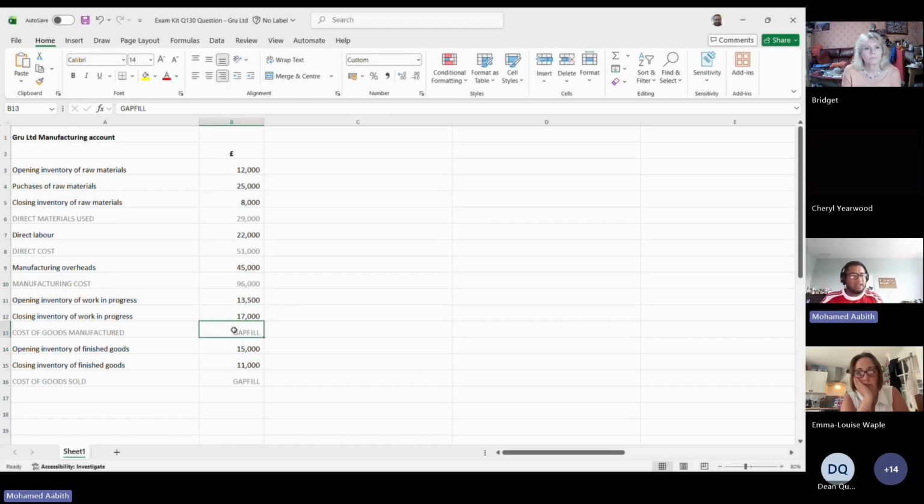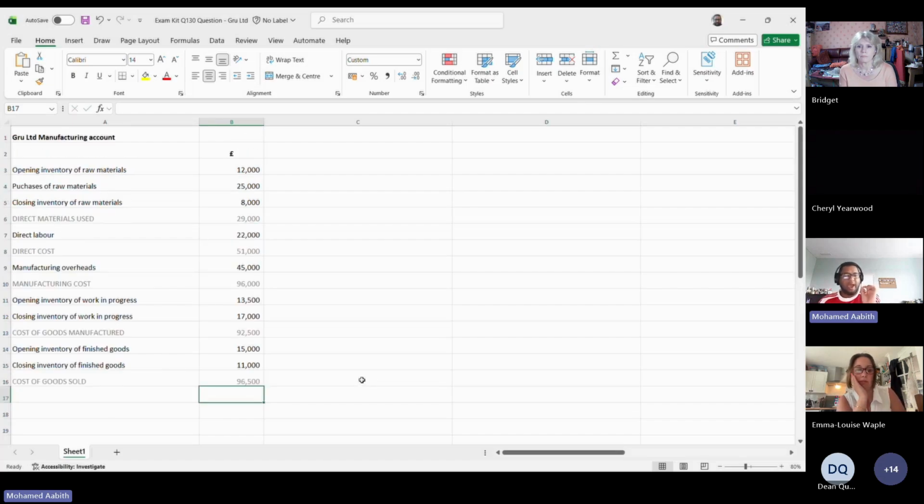Now reconciling the work in progress. So we're going to say this plus that opening inventory minus the closing inventory. That gives you 92,000 pounds 500. And last but not least, we're going to do the finished goods. So we're going to say this plus the finished goods minus the closing inventory of finished goods. The cost of goods sold comes up to 96,000 pounds 500.